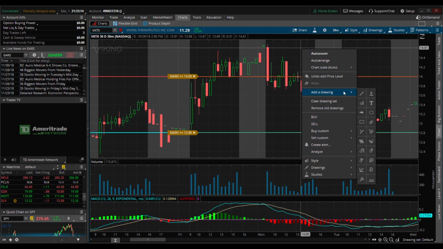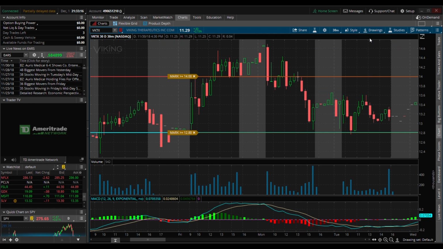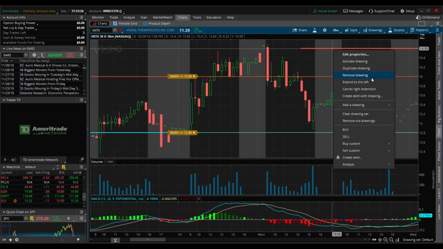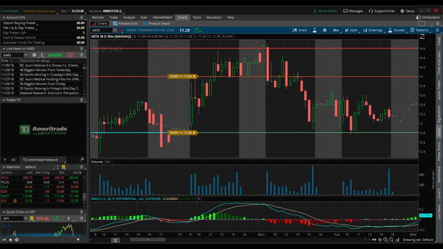Create a drawing, price level. Let's make it at 14.6. Let's make a bigger width and extend to the left. Alright, so now you have two resistance levels for BKTX.